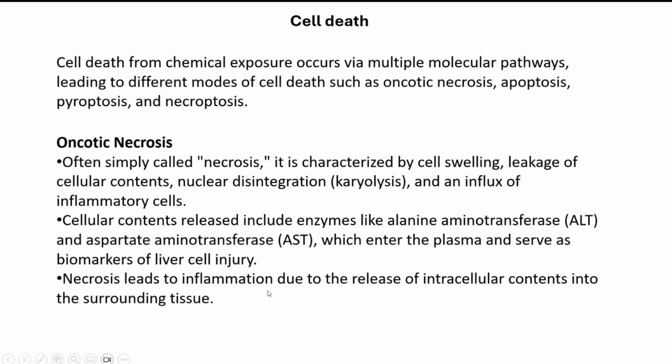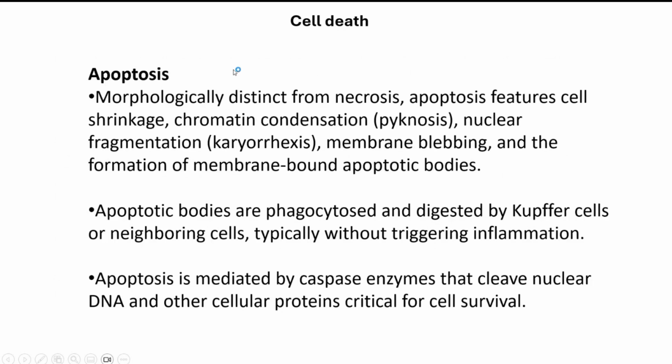Necrosis leads to inflammation due to release of intracellular contents into the surrounding tissue. Now let's look at the other one, that is apoptosis. Morphologically distinct from necrosis, apoptosis features cell shrinkage, whereas in necrosis there is cell swelling and lysis; here it is shrinkage.